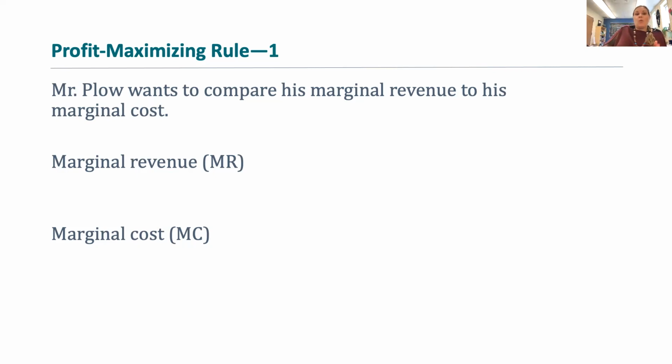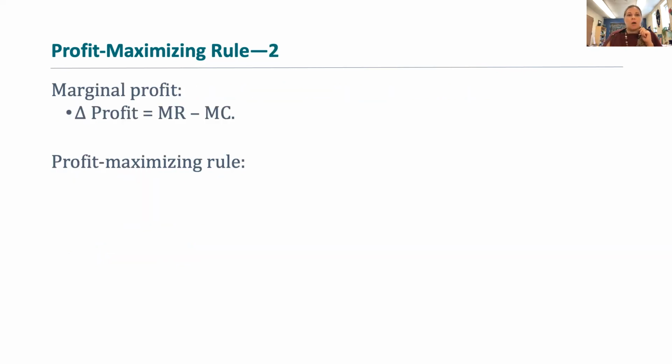So Mr. Plow, therefore, wants to compare not total revenue and total costs, but marginal revenue and marginal costs. That is, marginal revenue, how much extra money comes in from plowing one more driveway, versus marginal cost, how much money goes out from plowing one additional driveway. So since marginal revenue is our change in total revenue and marginal cost is our change in total cost, we're really looking at just that one unit increase. So our marginal profit will be equal to the difference between what comes in and what comes out on the margin.